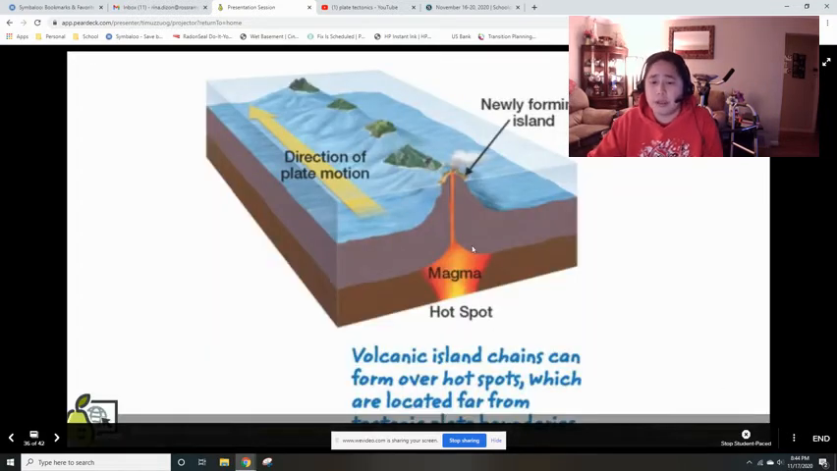So here you have a picture of a hotspot. What's going to end up happening is the plate is going to move over this hotspot. The island that's over the hotspot, that volcano, is going to be the newest volcanic island. The island that's furthest away from the hotspot is actually going to be the oldest volcanic island.